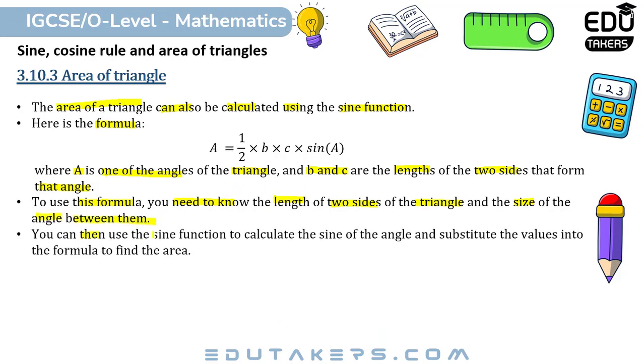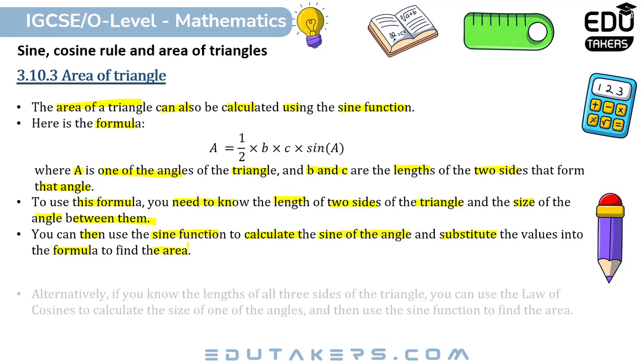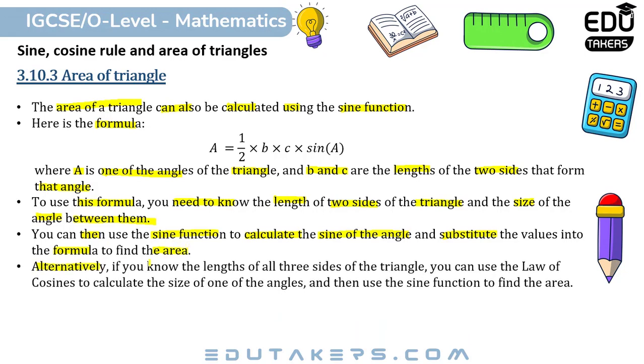You can then use the sine function to calculate the sine of the angle and substitute the values into the formula to find the area. Alternatively, if you know the lengths of all three sides of the triangle, you can use the law of cosines to calculate the size of one of the angles and then use the sine function to find the area.